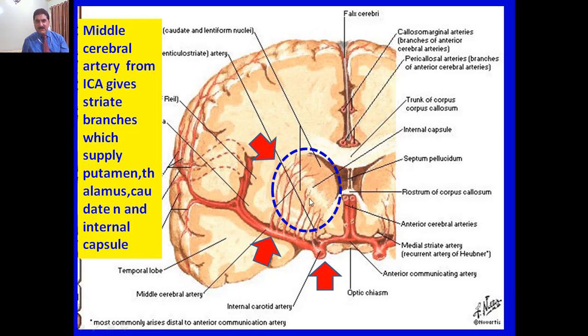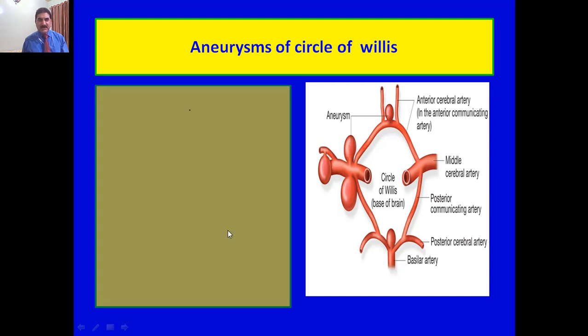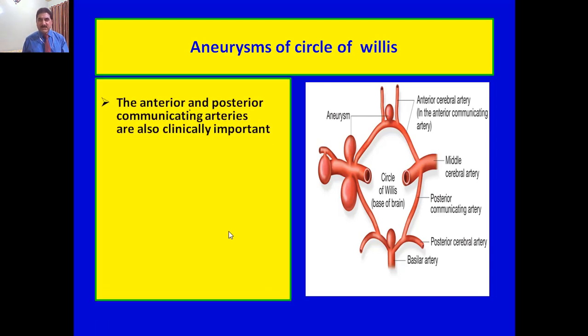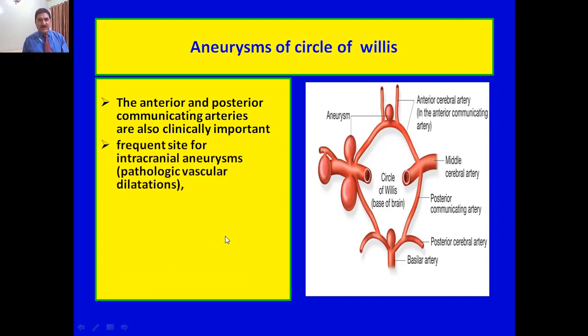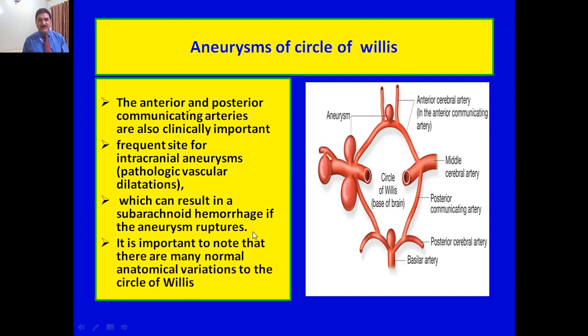As already said, these are commonly involved in cerebral haemorrhage, and these vessels are called the Charcot vessels of cerebral haemorrhage. Aneurysms of Circle of the Willis. Though Circle of Willis provides collateral circulation at the base of the brain, there are also some disadvantages associated with this circle. The anterior and the posterior communicating arteries are clinically important because they are the frequent sites for intracranial aneurysms. An aneurysm is a pathological vascular dilatation which can result in subarachnoid hemorrhage if the aneurysm ruptures.